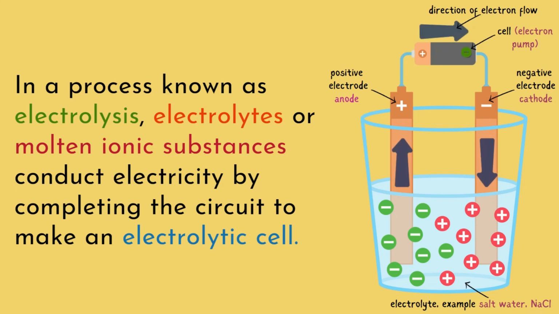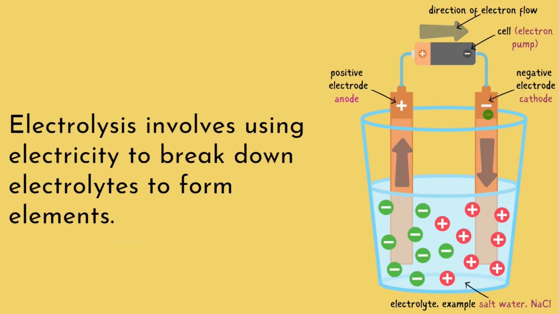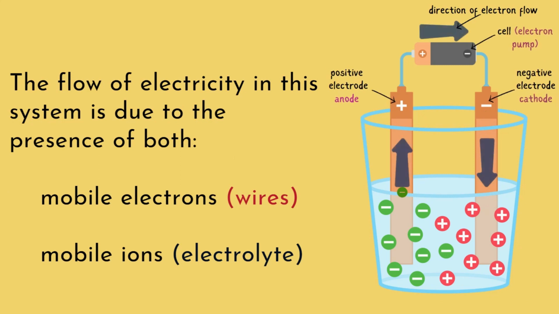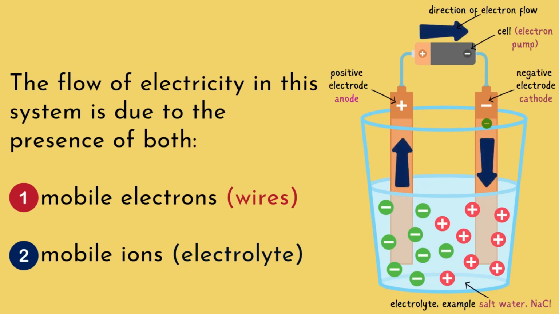In a process known as electrolysis, electrolytes or molten ionic substances conduct electricity by completing the circuit to make an electrolytic cell. Electrolysis involves using electricity to break down electrolytes to form elements. The flow of electricity in this system is due to the presence of both mobile electrons in the wires and mobile ions that you'll find in the electrolyte.